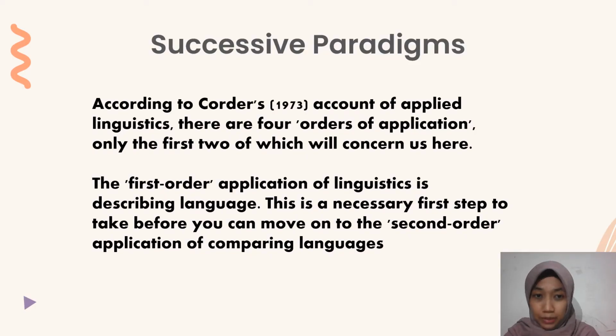Successive paradigms. According to Corder's 1973 account of applied linguistics, there are 4 orders of application, only the first 2 of which will concern us here. The first order application of linguistics is describing language. This is a necessary first step to take before you can move on to the second order application of comparing languages.